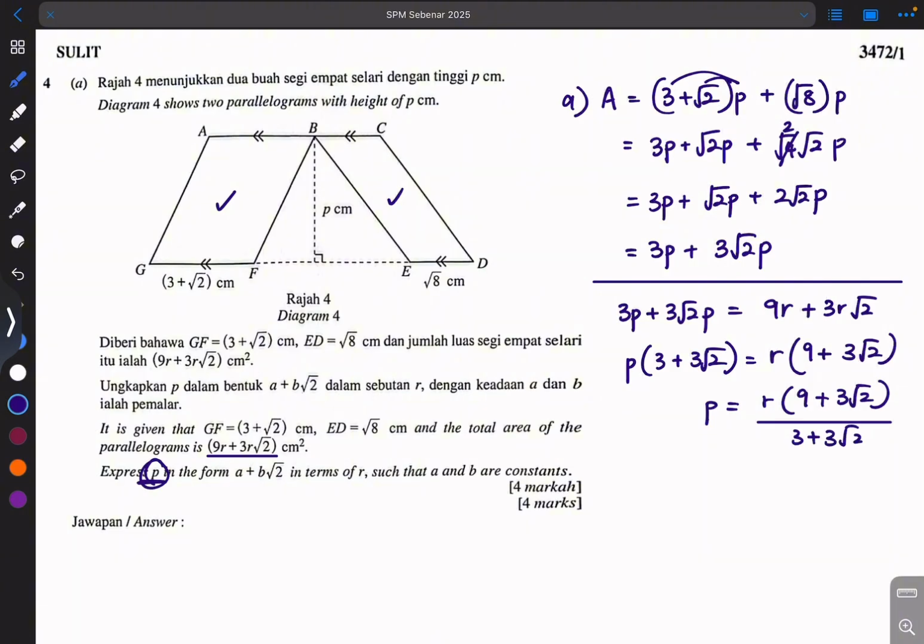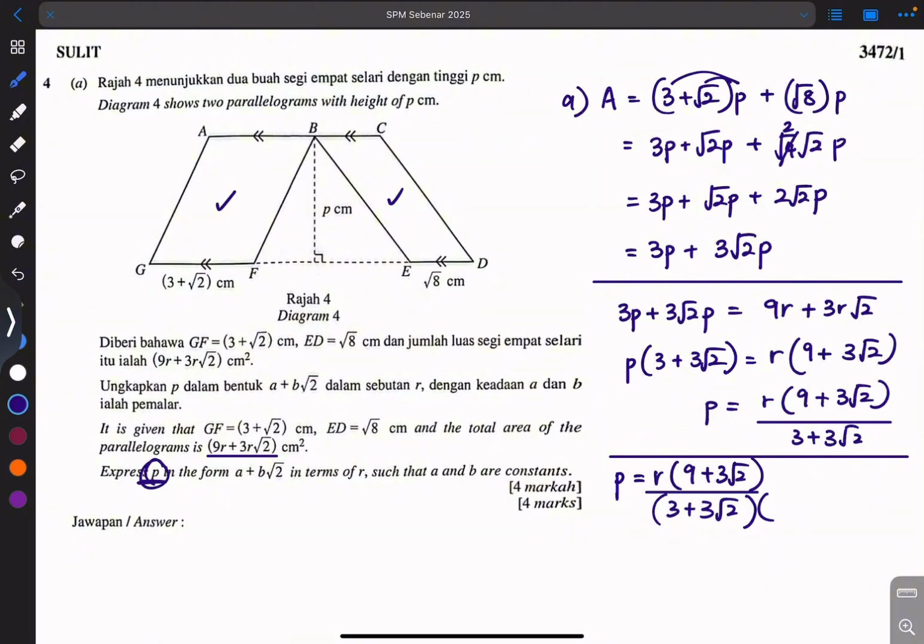Okay. But we can't leave the answer like this because they want us to get the answer in this form. That means no denominator. So here we have to get rid of the denominator. So to get rid of this, we have to multiply with the conjugate. So we can say p is r(9 plus 3z²) over (3 plus 3z²), right? The conjugate of this would be 3 minus 3z². So we have to multiply with the conjugate of the denominator.